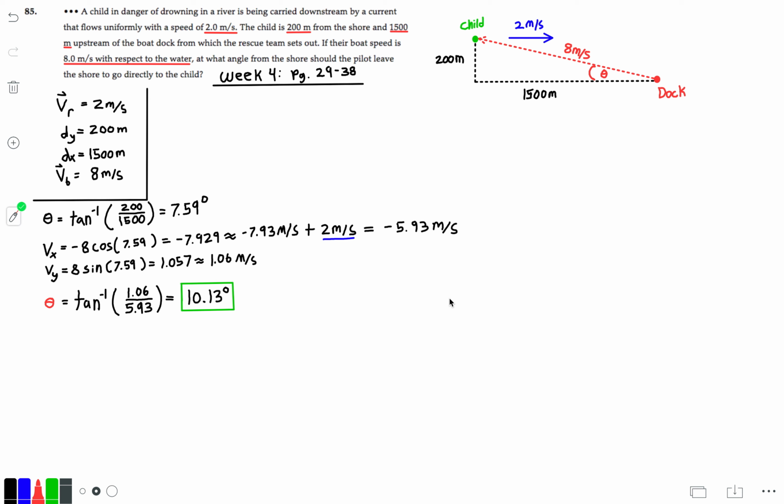Today we will be discussing Physics 251, Week 4, Video Explainer, problem number 85. In this problem, we are tasked with finding the most efficient way for a rescue crew to save a drowning child who has fallen into a river.